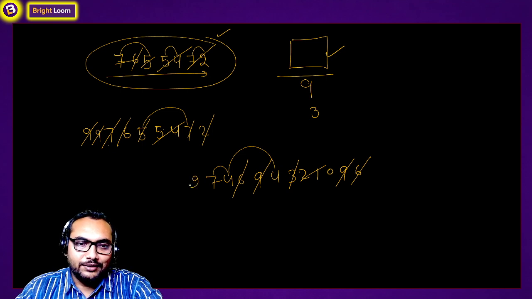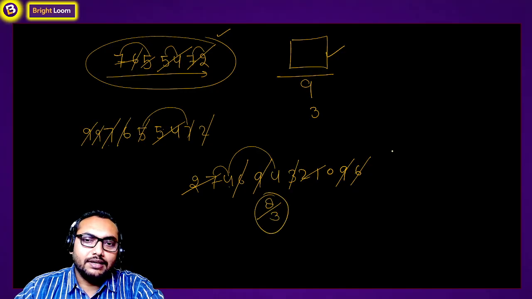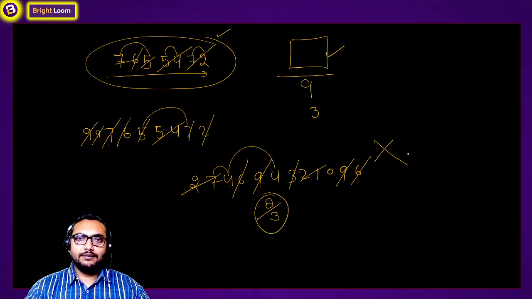Okay, so let me take 2 here. So 7 plus 2, 9. 9 is completely divisible. So now we are left with 4 and 4, 8. So 8 is not divisible by 3, which means the number is not divisible by 3. That's it. This is the only thing that you have to do.